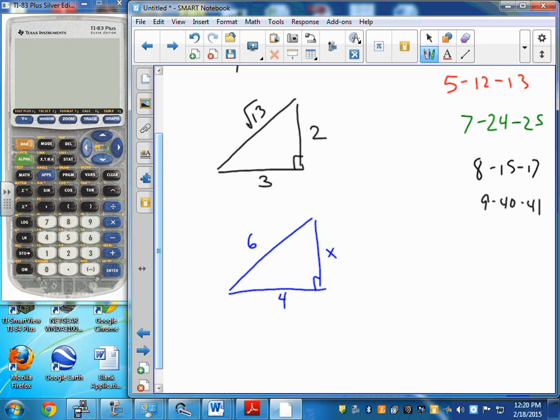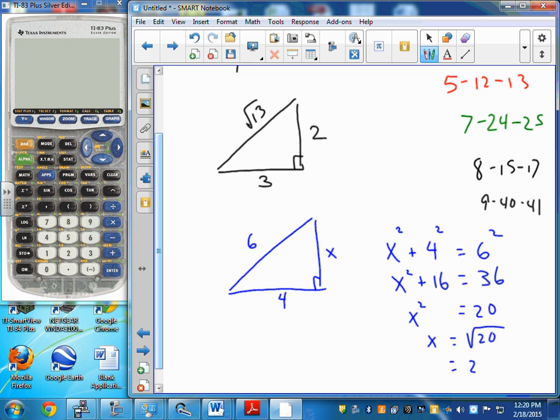So again, set it up. You square the legs, x squared plus 4 squared, add them together, and that has to be the hypotenuse squared. Okay? So x squared plus 16 is 36. So x squared is 20. So x is the square root of 20. And you should clean that up as 2 square roots of 5. Okay. So x now is 2 square roots of 5.